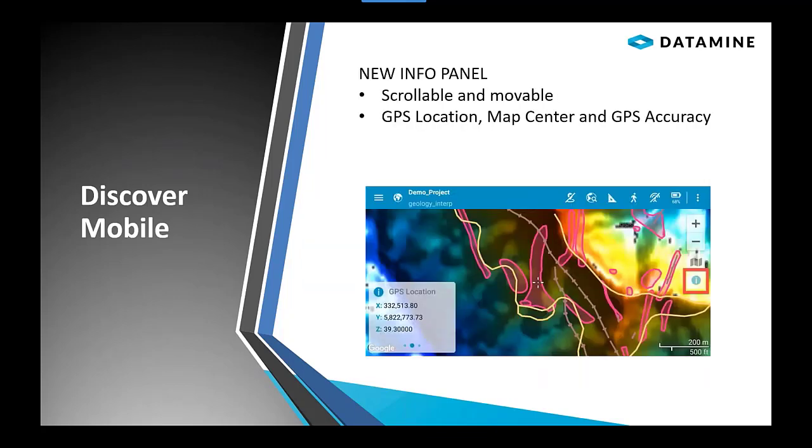We've also consolidated the GPS location, map center, and accuracy into this one panel. That was over 2 panels before. They weren't movable. They were static. This thing's scrollable and movable. And we can add other features on this later on.